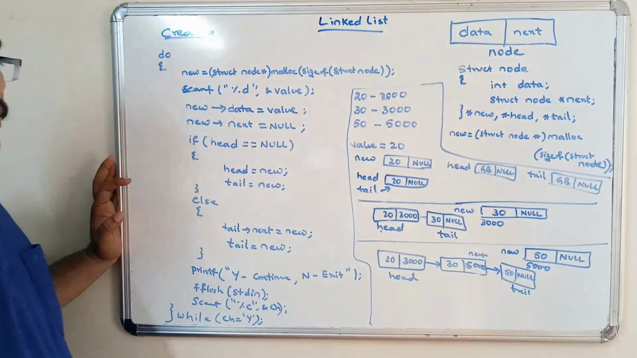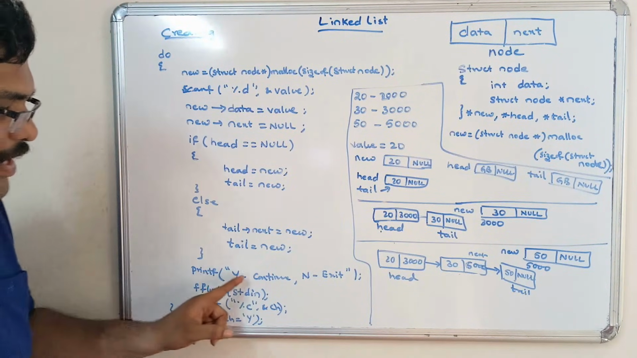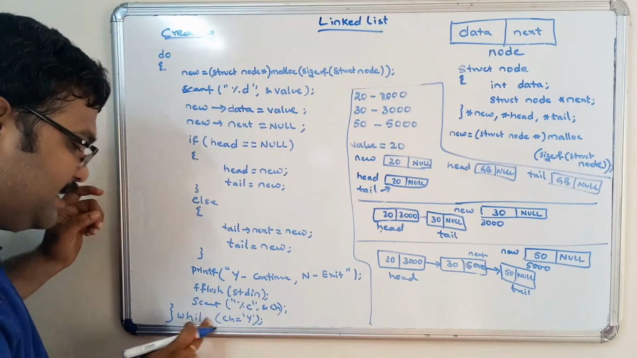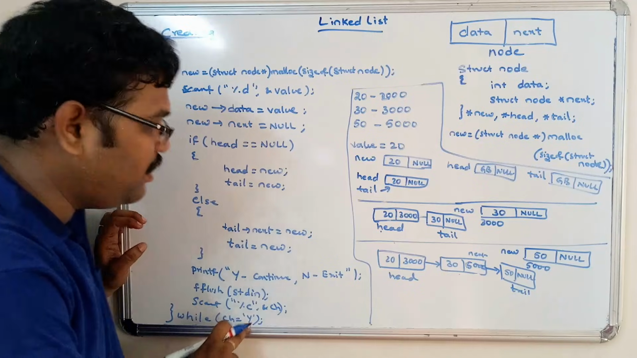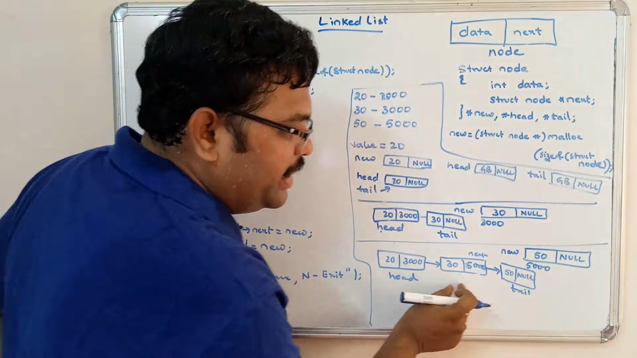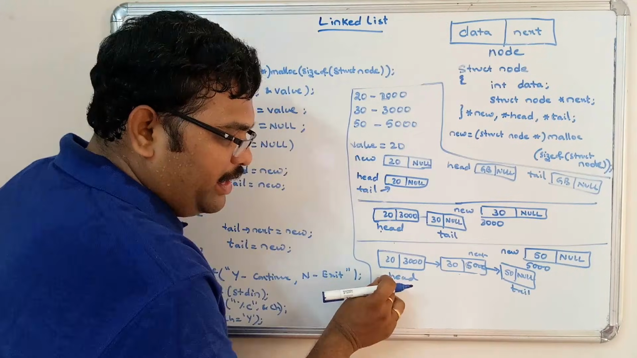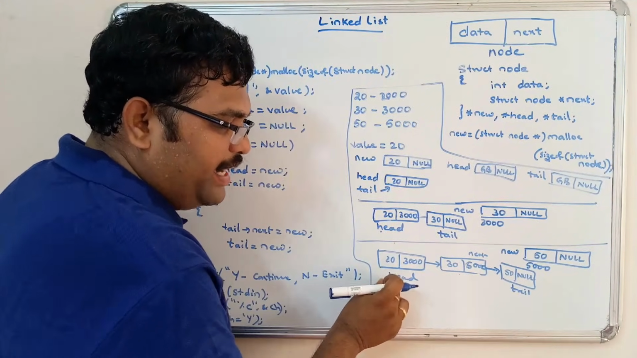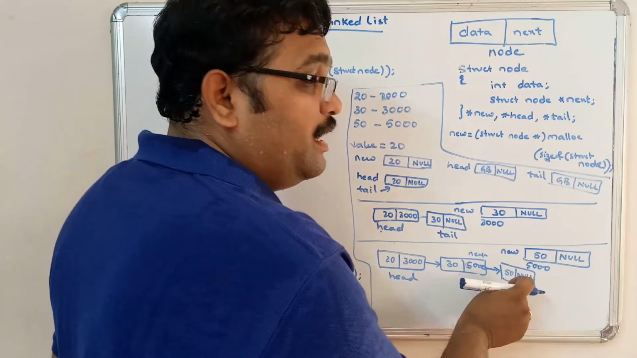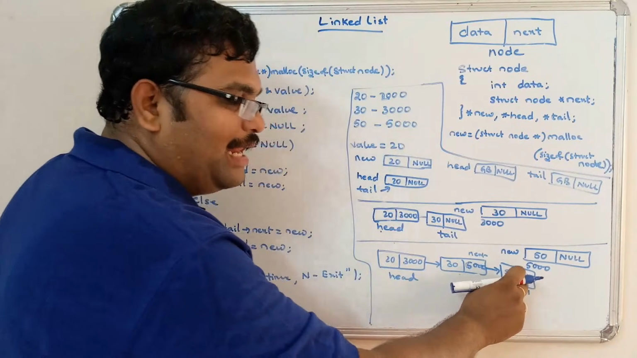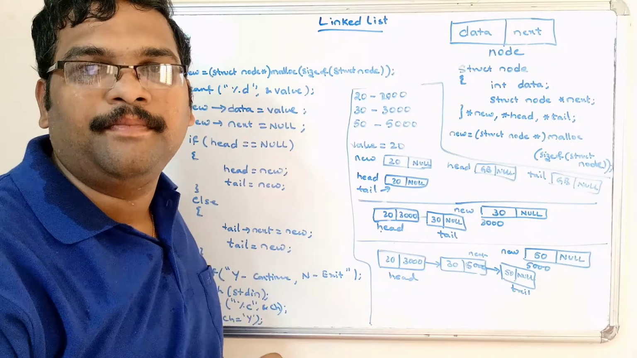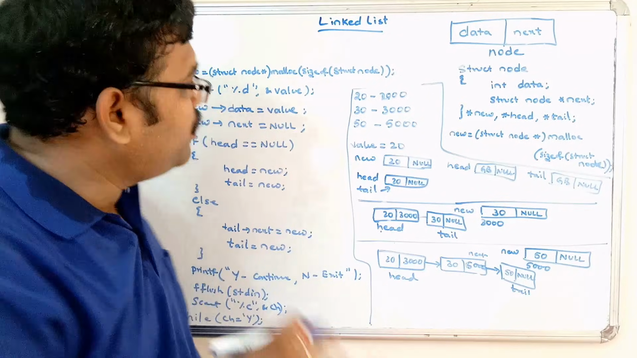Next, printf y to continue and n to exit. If you press n, while checking the condition ch is equal to y, that is false, so automatically it comes out of the loop. So finally the list will be 20, 30 and 50. The node 20 is pointing to the address of 30, and the node 30 is pointing to the address of 50, and the node 50 has null because the node 50 is the end of the list. So hope you understood this one.